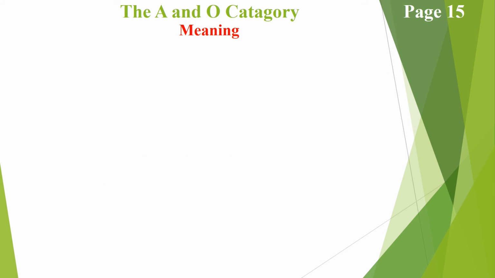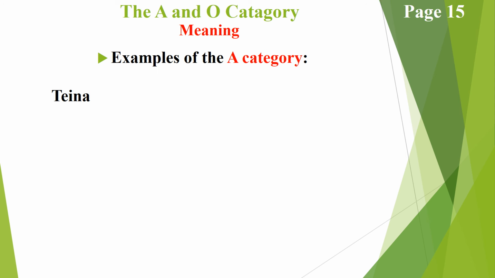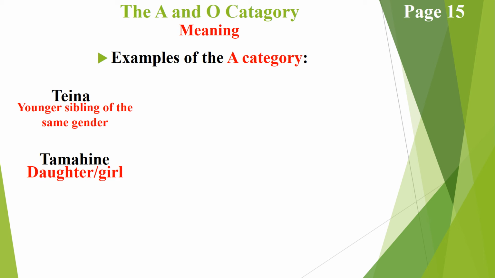So we'll take a look at some of the examples you will find in the are category. Teina, which is in the are category, means a younger sibling of the same gender. They are in the are category because they are younger than you or they are of lower status or inferior to you. You're older than them, so you have higher status than they do. So teina is put into the are category. Another one is tamahine, which means daughter or girl. For a father or mother, they are in the are category because they are younger or of lower status.